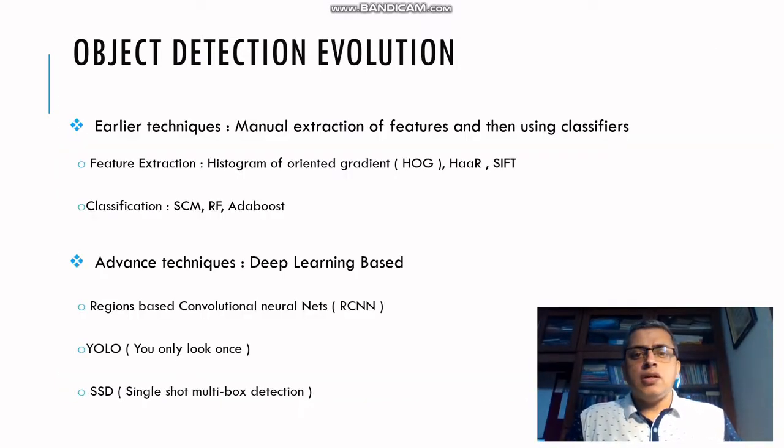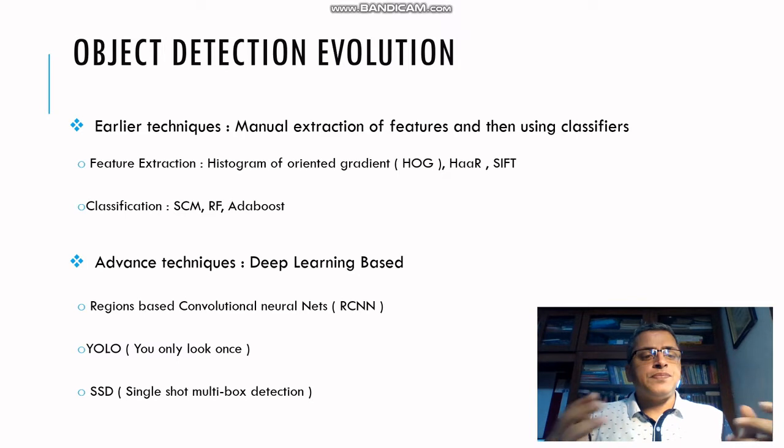Object detection is not a recent phenomenon. Ever since computer vision has existed, object detection in some form or other has also existed. Some of the earlier techniques were predominantly based on manual extraction of features, and then using classifiers to detect the object. There are three core processes. One was feature extraction. For feature extraction, some of the earlier methods used were HOG features, that is histogram of oriented gradients, Haar feature extraction, and SIFT feature extraction.